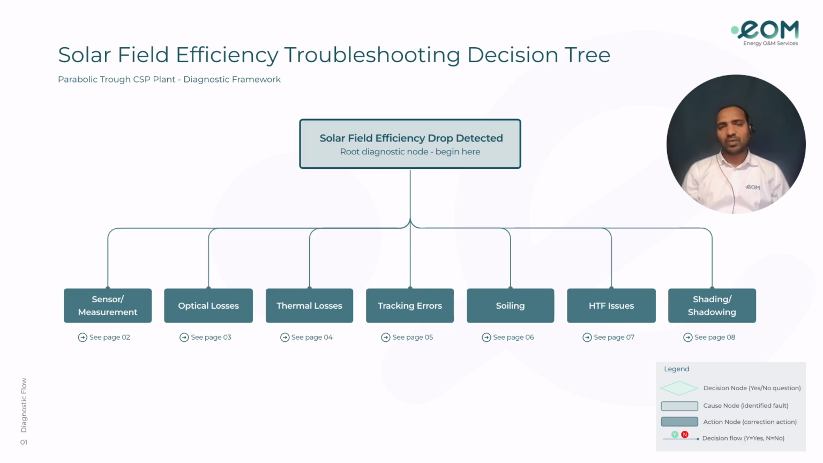Each section follows the same logic. We start with a diagnostic question, identify the likely cause, and then move directly into corrective action. So this creates a structured troubleshooting path that helps operators narrow down problems efficiently instead of jumping randomly between the possibilities. Now that the framework is clear, let's move into the first and most important step: validating the measurements.